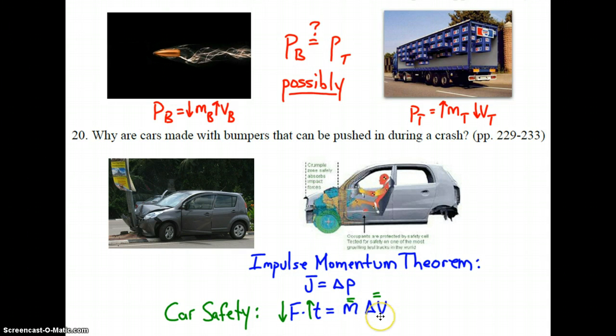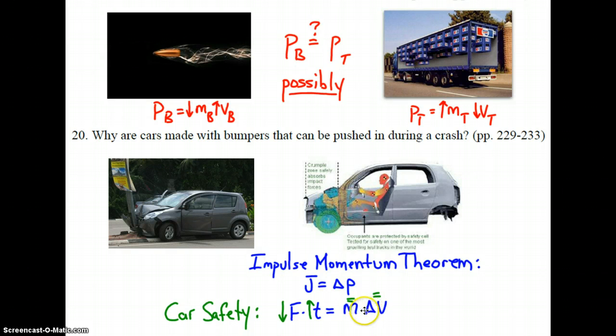And no matter if this car ran into a pole like it did here, or ran into a wall, or ran into another car, let's say it was going 60 miles per hour, it ended up at rest, so the change in velocity, no matter the situation, would be the same. It's still going from 60 miles per hour to rest.